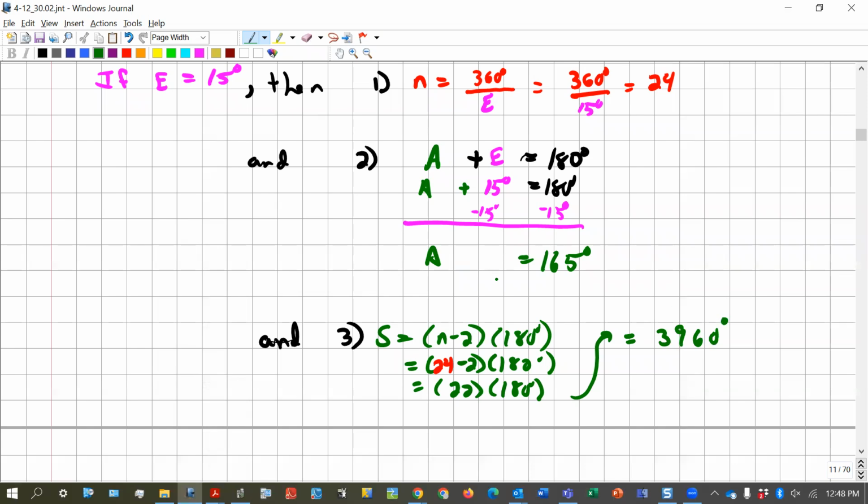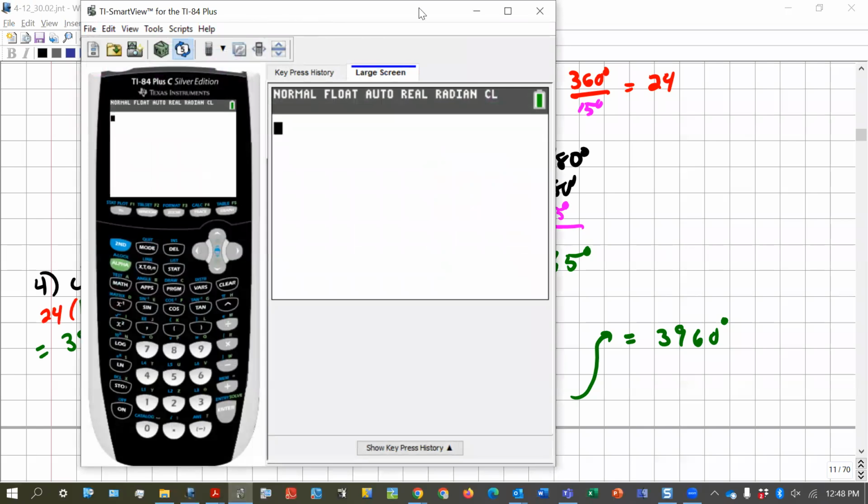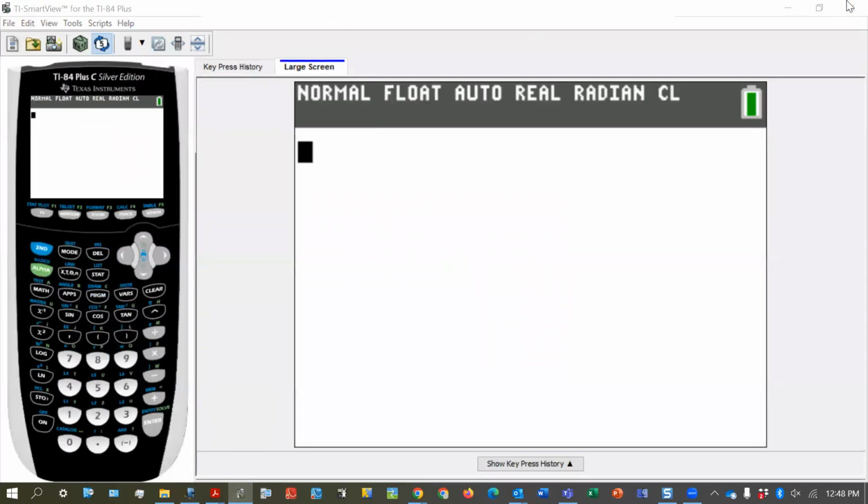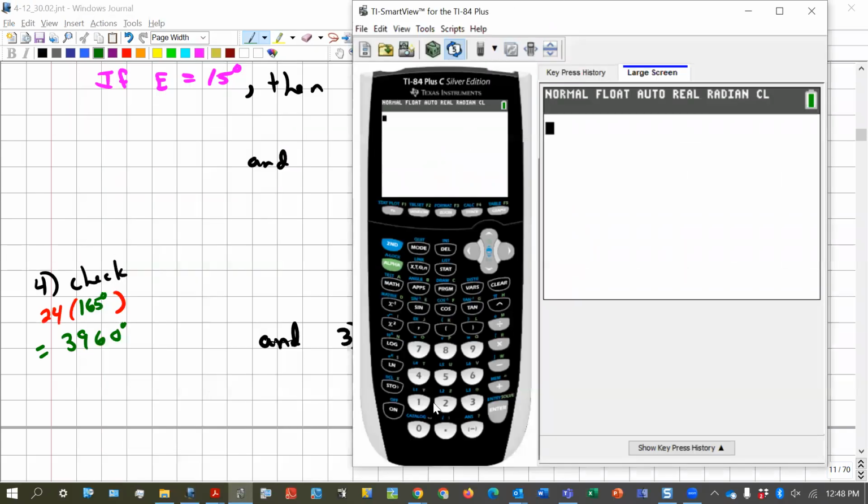Notice that that should be the same then as taking 24 groups of 165. And that should be the 3,960 as well, if we did all of our arithmetic correctly. So we get the same number. So that's good.